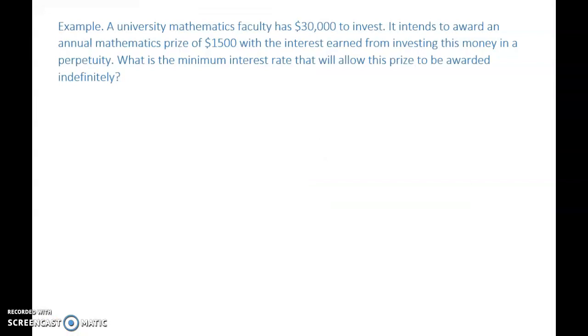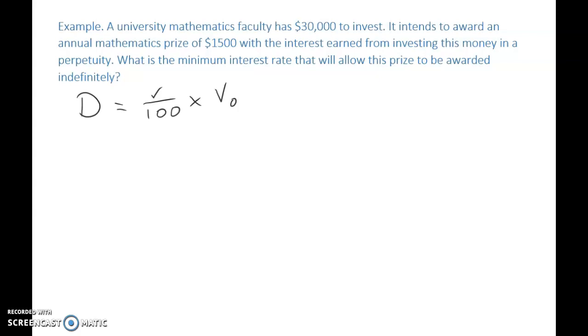All right, in the last example, a university mathematics faculty has $30,000 to invest. It wants to award an annual prize of $1,500 with the interest earned from investing this money in a perpetuity. What is the minimum interest rate that will allow this prize to be awarded indefinitely? So let's set up the equation and have a look.